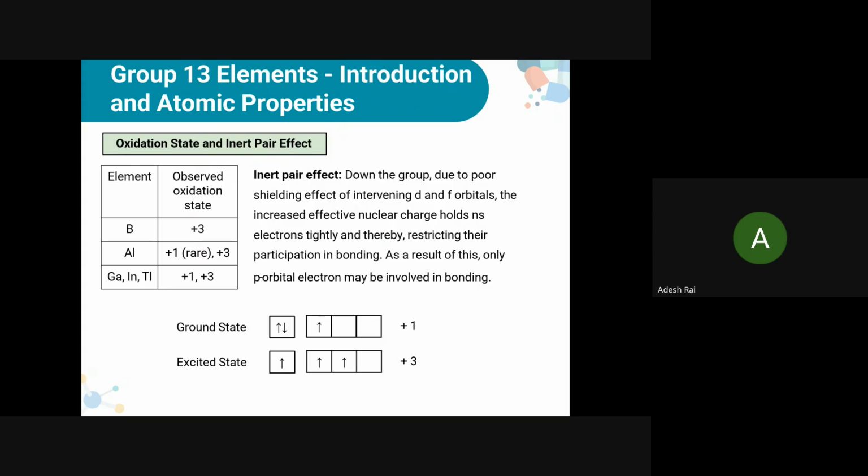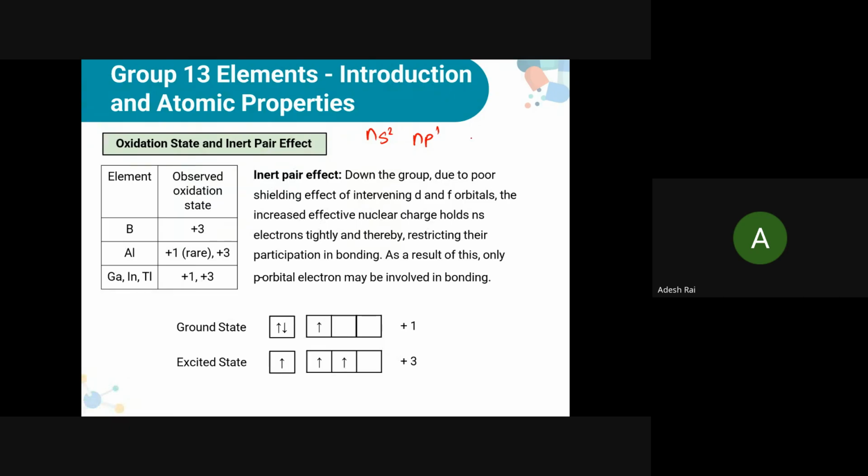Now, because of inert pair effect, what happens? You would know that the elements at the bottom of the periodic table show variable oxidation state. What do I mean by variable? Let's say for the boron family, what is the outermost electronic configuration? ns2 np1. Yes or no? So just now we saw how to find out the maximum oxidation state.